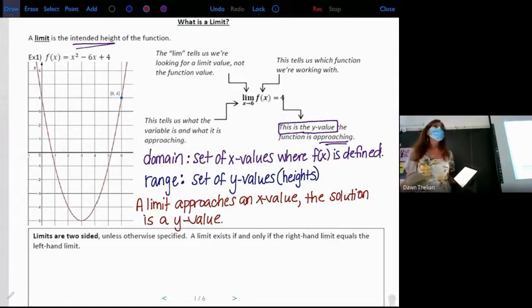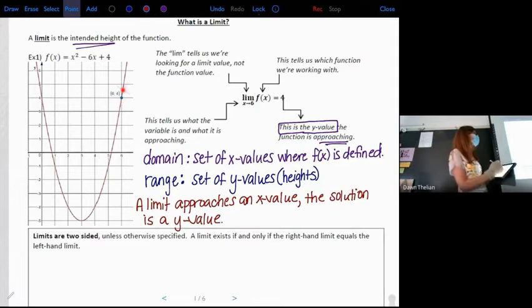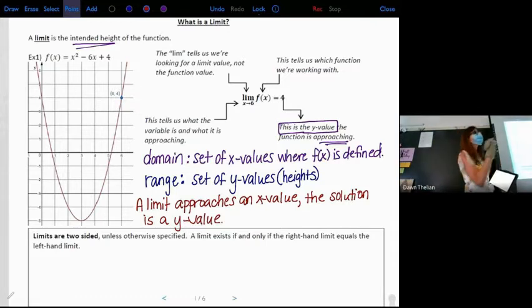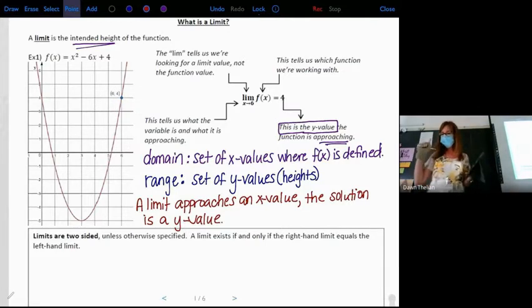Now, before, when I was pointing to the graph, I was showing you that I was approaching from both sides, coming in this way and this way, like I was driving to that location from two different sides of the value x equals 6. That's true as long as I'm not told otherwise. Limits are two-sided unless otherwise specified. So how would I specify that it was coming in from another way? Well, I would use a little plus or a minus for from the left, from the right.